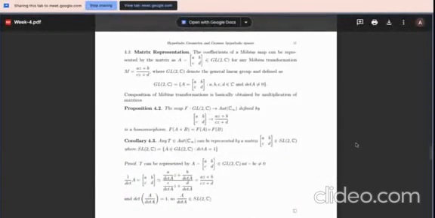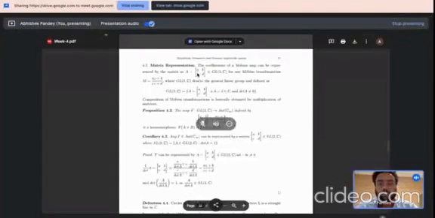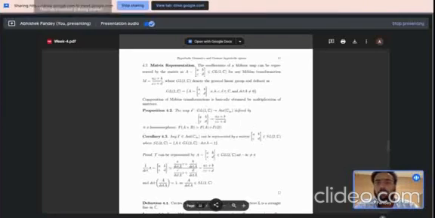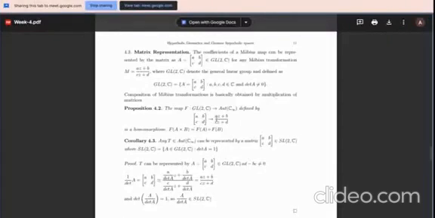Okay, so this is the matrix representation of a Mobius transformation. The coefficients of a Mobius map can be represented by a matrix A equal to (A, B; C, D). This is the general linear group GL2(C), where the determinant of A is non-zero. The map defined by (A, B; C, D) to (Az plus B) upon (Cz plus D) is a homomorphism.